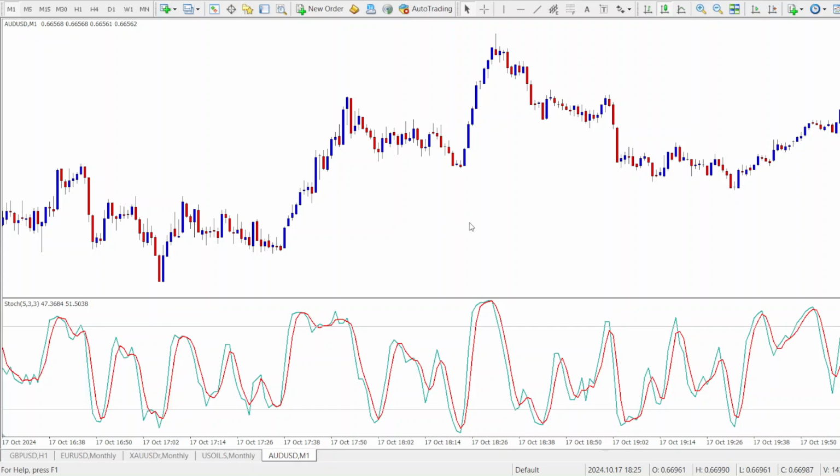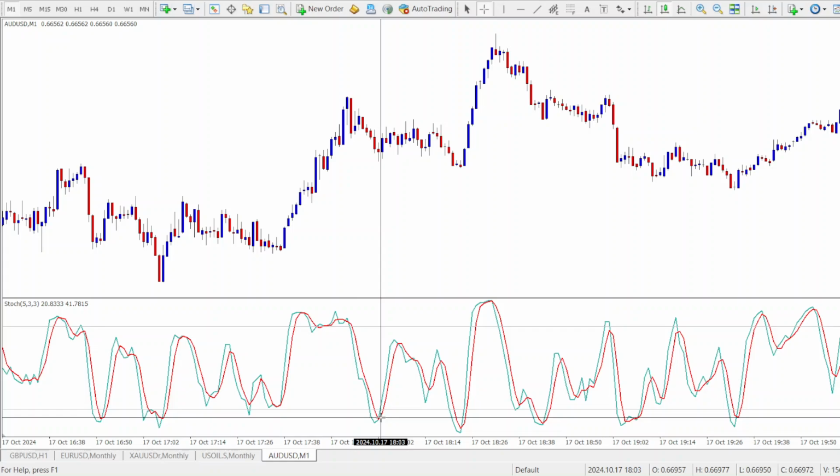Now, how do you use the stochastic oscillator for scalping? One is the crossover strategy. You just want to look out for when the main line crosses above the signal line, or the percentage K line crosses above the percentage D line in the oversold area, that is below 20, as it happened around here, for potential buy signals. When that crossover happens, it is a buy signal.